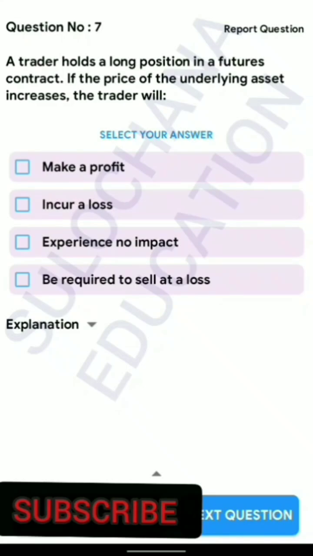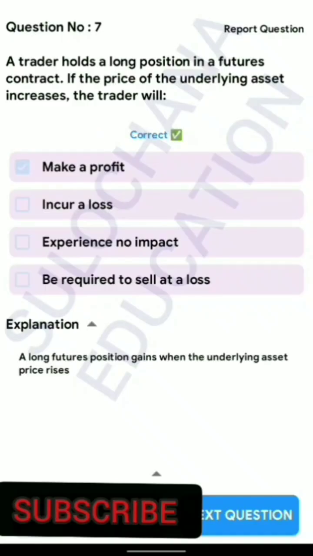A trader holds a long position in a futures contract. If the price of the underlying asset increases, the trader will, options are A, make a profit, B, incur a loss, C, experience no impact, D, be required to sell at a loss. Correct answer is option A.